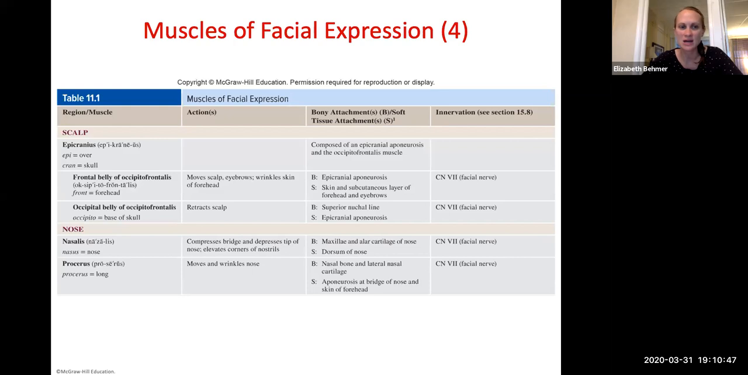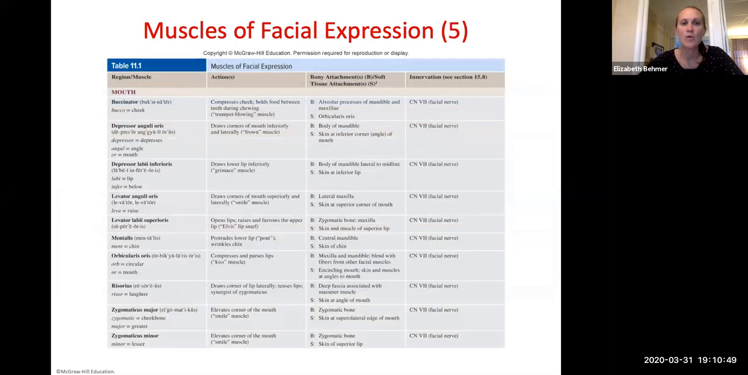Let's keep moving here. These are more muscles of facial expression. If we look down here, these are ones associated with your mouth. So a lot of their actions will be compressing their cheeks, causing you to frown, causing you to smile. The orbicularis oris would cause you to blow a kiss to someone. Zygomaticus muscles are smiling muscles, and the risorius muscle, the prefix risor means laughter. So risorius is one of your smiling muscles too.